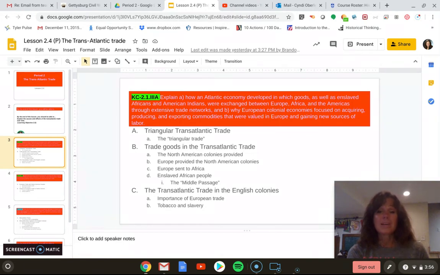What Europe sends to Africa: finished products, textiles such as clothing and material, rum that they made from the sugar and molasses that came from the New World, and most importantly, weapons, guns, firepower. That was what Europe sent to Africa, where they would be traded for human beings. The Europeans, the English, would trade with African chieftains on the coast of West Africa, weapons for slaves.